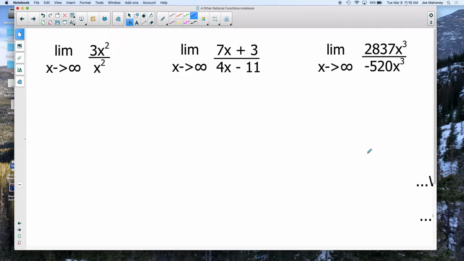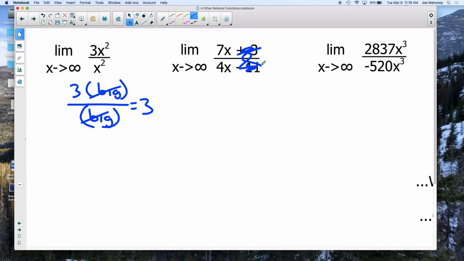So if you take a look at this first one, as x gets infinitely large, it's 3 times a big number divided by a big number. Well, those big numbers are going to cancel, and it's just going to be 3. Same idea here. As x gets really, really large, the 3 on top and the negative 11 on the bottom do nothing. We're really just seeing what's going to happen with 7 over 4, or 7x and 4x. So those kind of go away. The x's, they're going to cancel each other out. This limit is just 7 over 4.